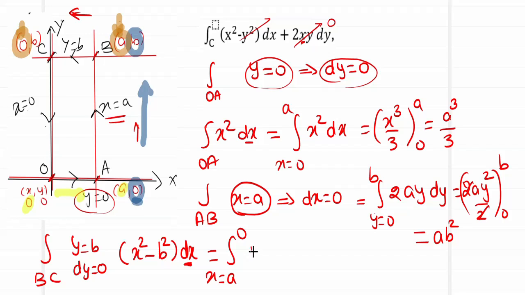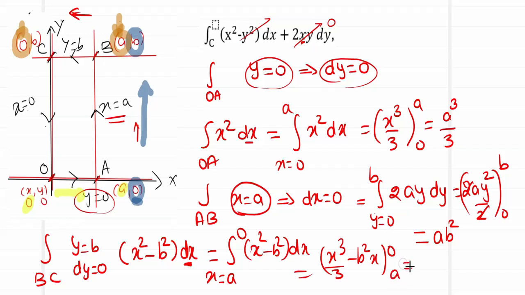What you have to integrate is x square minus b square times dx. This will give me x cube divided by 3 minus b square times x between the limits 0 and a. When I apply the upper limit it becomes 0, minus the lower limit a cube divided by 3, and minus of minus becomes plus b square times a. So I am done with the third curve. OA is over, AB is over, BC is over.